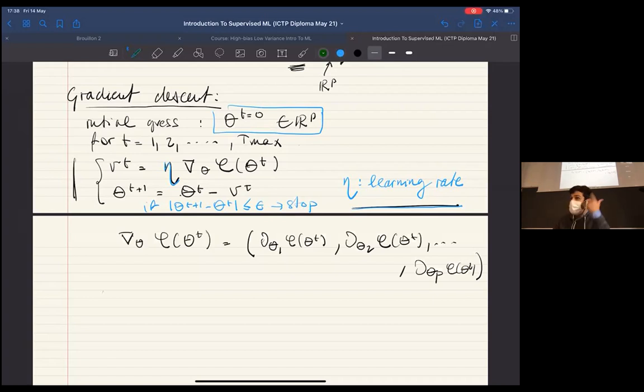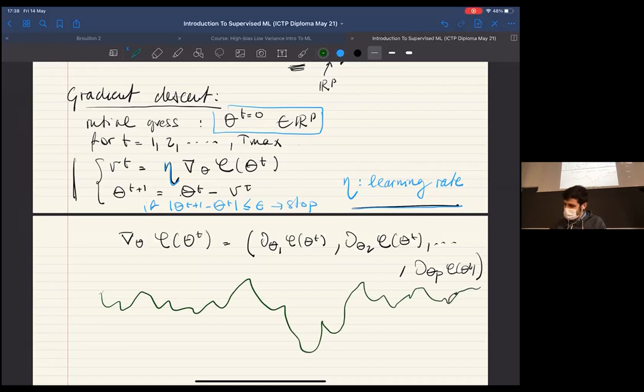Imagine even in one dimension, if you have a cost function like this, depending on where you start, maybe you start from here, you will find this local minimum. If you start from here, you will get stuck here. If you start from here, you will get stuck here. So you see that even in one dimension, the problem is non-trivial. In higher dimension, it's even worse. But that's life. This is an algorithm.